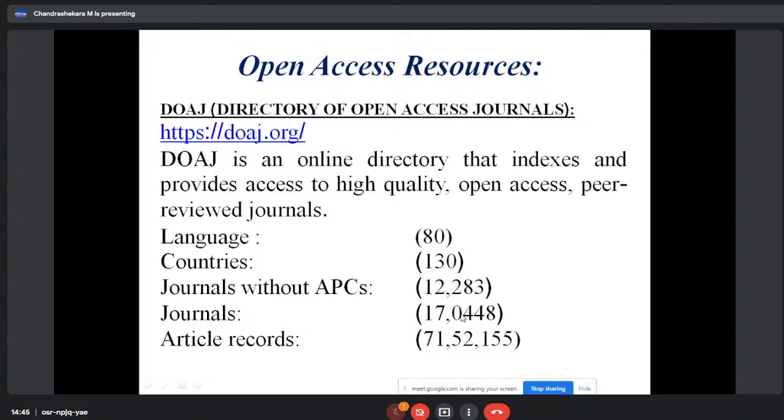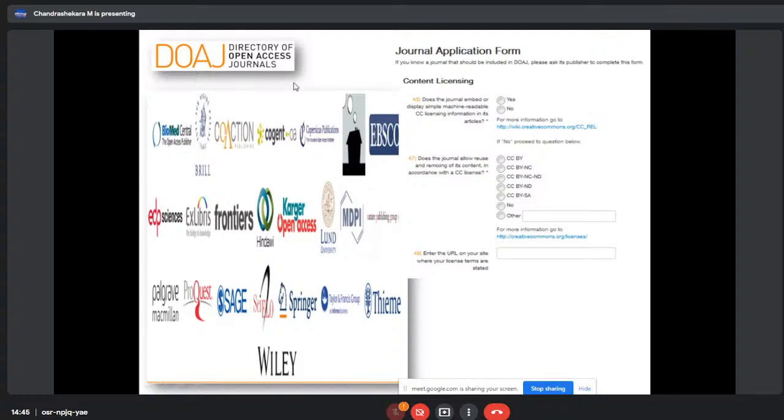Then total articles: 71,52,155 as of today in DOAJ. That many articles are available there. Imagine this. If you visit the Directory of Open Access Journals, you can see BioMed Central, Cognizant, Brill, Frontiers, Karger Open Access, Hindawi, Sage, Springer, Taylor, and Wiley, and also ProQuest and EBSCO. Many are available, and content licensing. We can also search how to search all these.